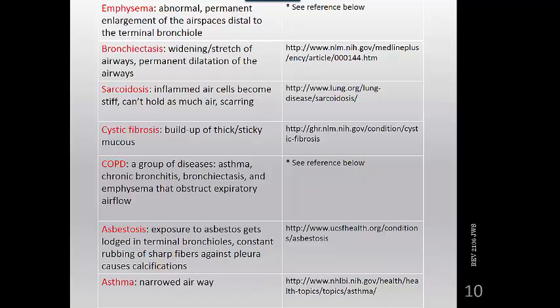Asbestosis is exposure to asbestos. The asbestos fibers get lodged in the terminal bronchioles, and there's a constant rubbing, and they make their way all the way to the end of the bronchioles, and they constantly rub against those sharp fibers of glass, basically, rub against the pleura of the lung, and it causes these big calcifications at the sides and the bases of the lungs and the pleura. And then number 7, the final one, asthma, and that's a narrowed airway.